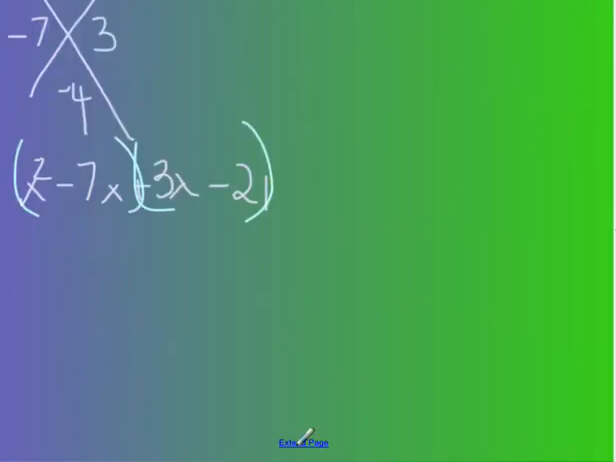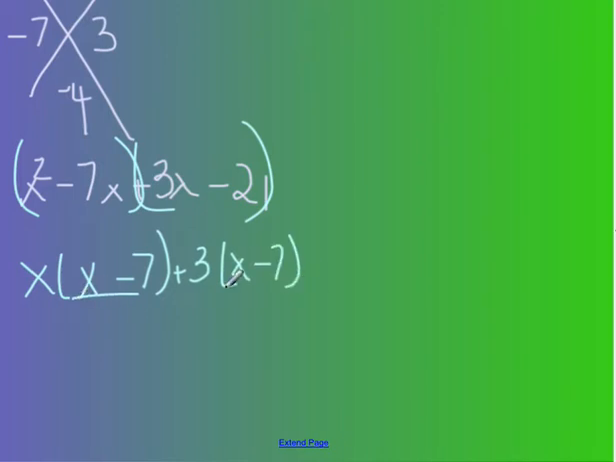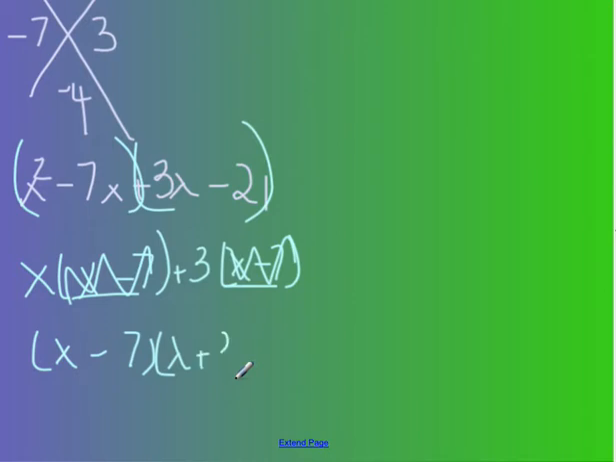Between x squared and 7x, I can divide out an x, and when I divide out an x, I'm left with x minus 7. Between 3 and 21, I can divide out a 3. Divide both terms by 3, and I'm left with x minus 7. So here I can go ahead and factor those out. And once I get rid of those, I'm going to write what's left after that, which is x plus 3. So here's your final factored form.